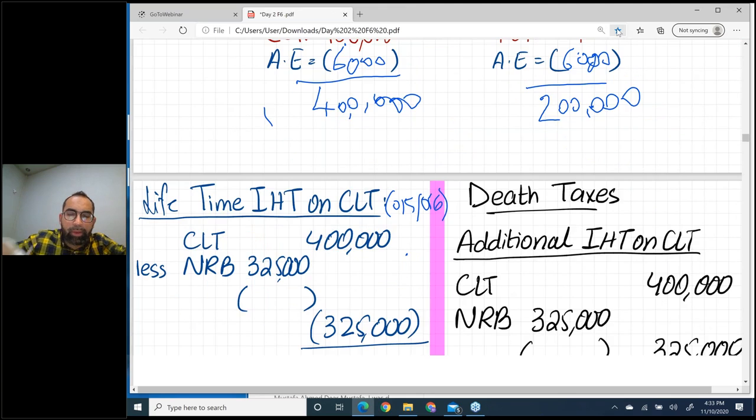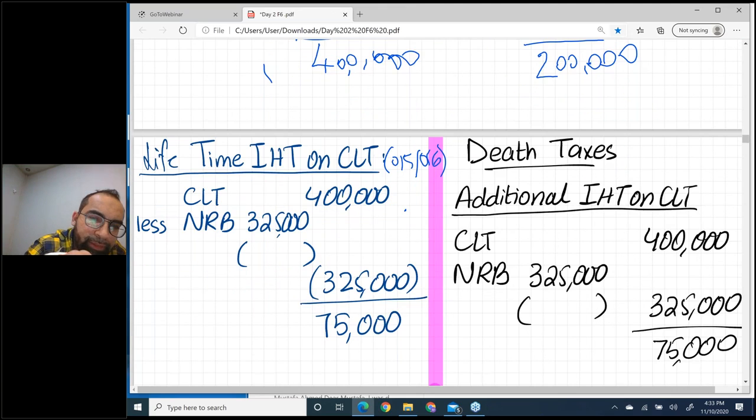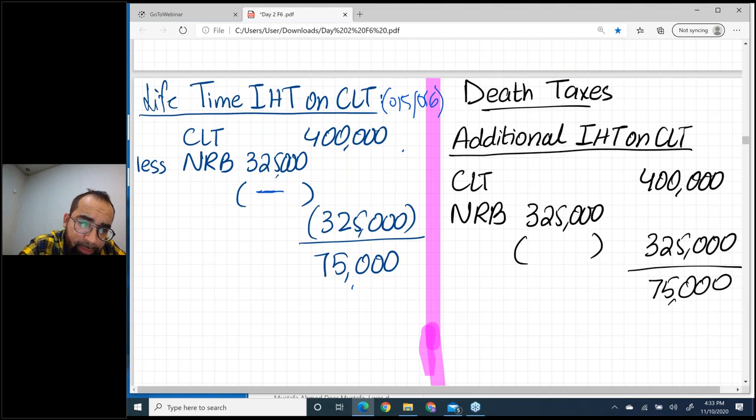Look at here. Reduction: 325,000, less reduction is 0, because no gift in the last 7 years. So the complete 325,000 will be used. So 400,000 less 325,000. On the first 325,000 there is no tax. Excess is 75,000. Now tell me, what is the tax rate? The tax rate is 20%.